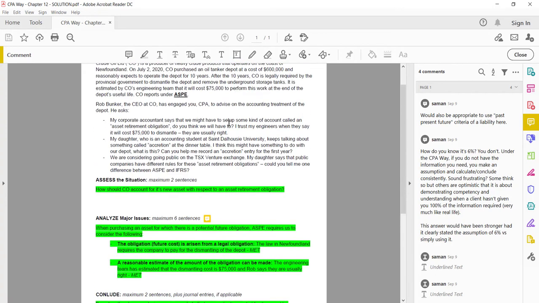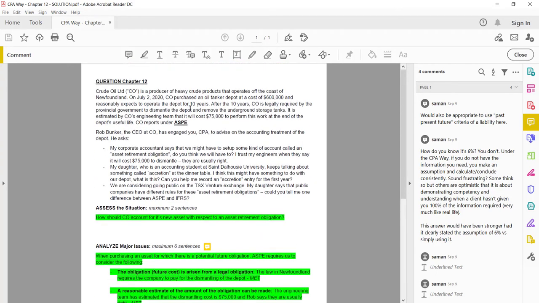Somebody else asked me why the 6 out of 12 months. And that has to do with the fact that here we entered into the tanker, and then here we had to figure out for the accounting, as at December 31st. So at the end of the first year, can you please tell me what the accretion entry is?